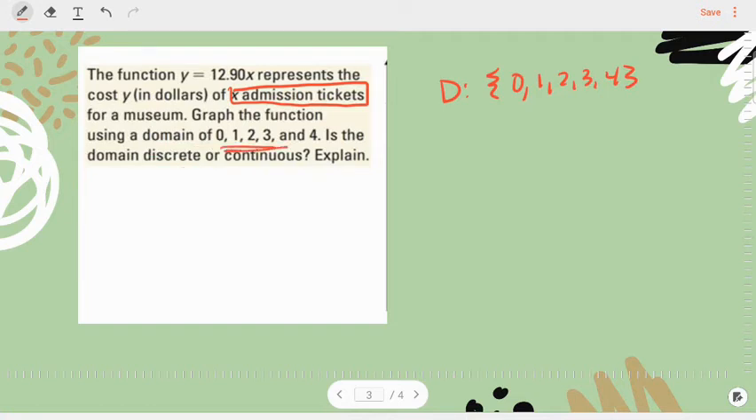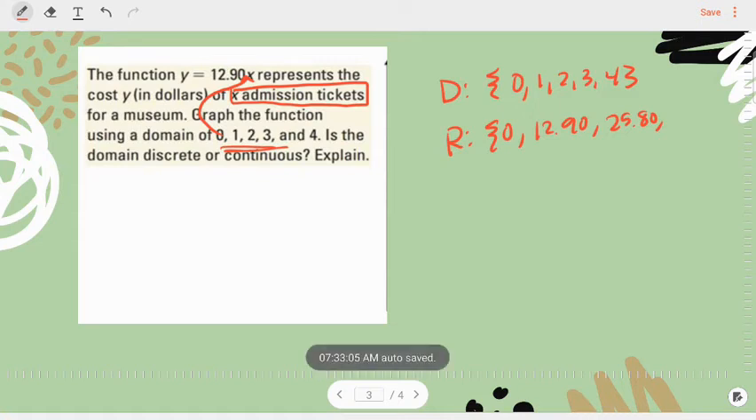Now, how do I find my range? Well, I just plug in my numbers. If I bought 0 tickets, plug it in, I pay $0. If I buy 1 ticket, I spend $12.90. If I buy 2 tickets, I spend $25.80. If I buy 3 tickets, and so on. I don't have a calculator in front of me, but you get the idea. So I'm going to list all of those values.